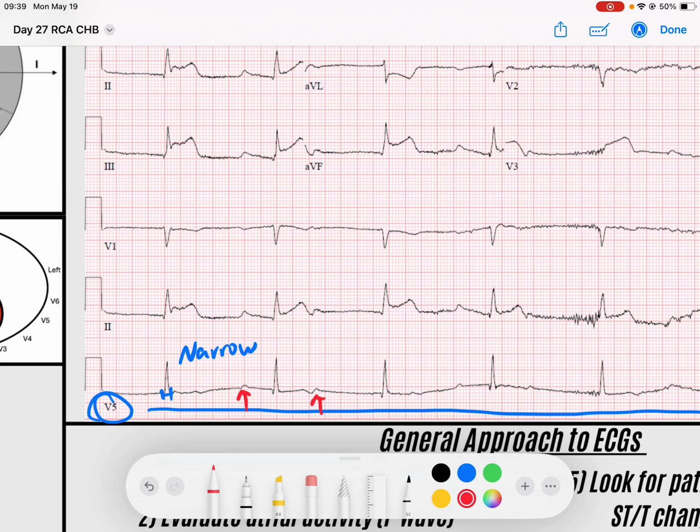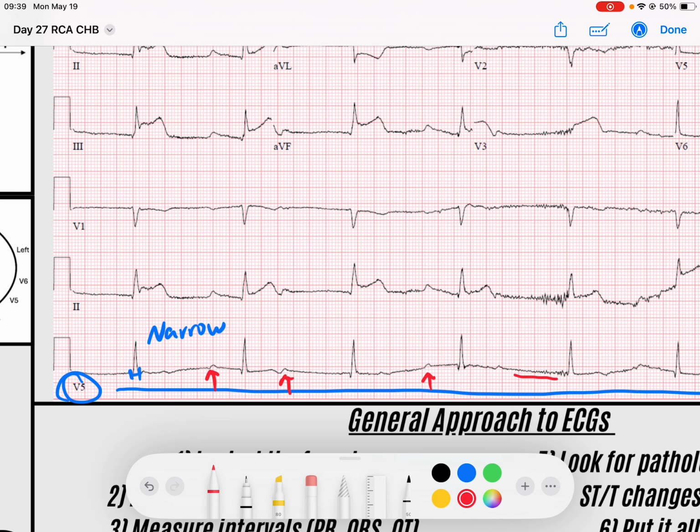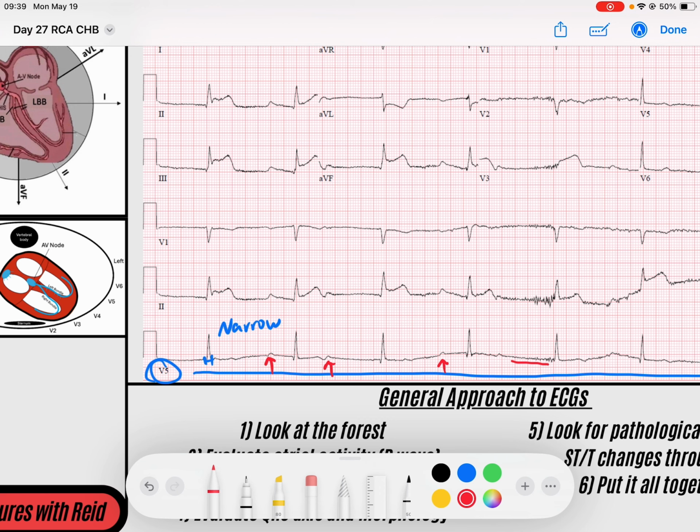I look and try to figure out, are the P waves driving the rhythm? I'm not so sure, right? We might have a P wave here in front of a QRS, but I don't necessarily see any here. It makes me think something's going on.